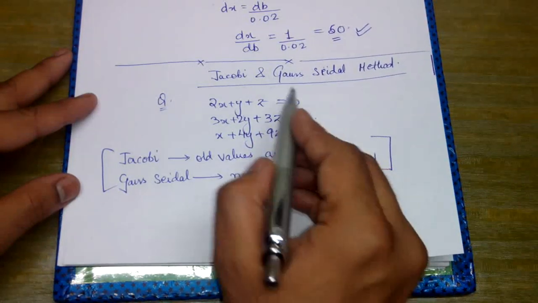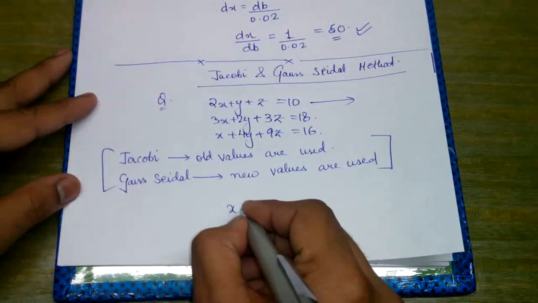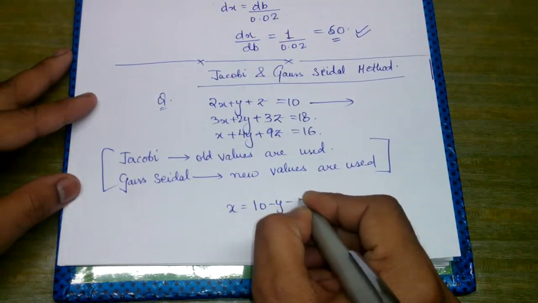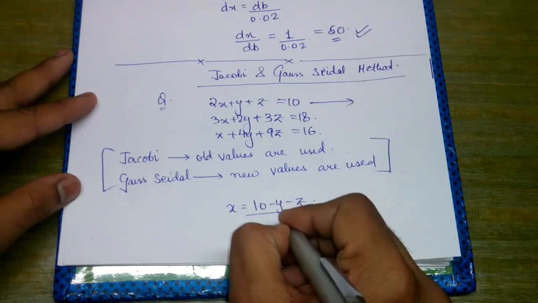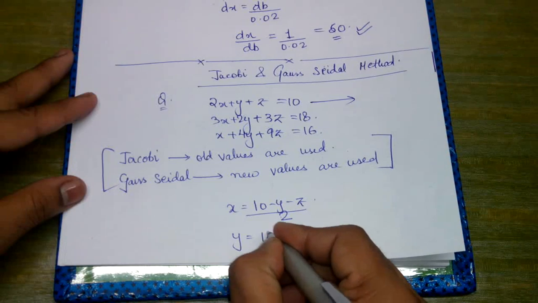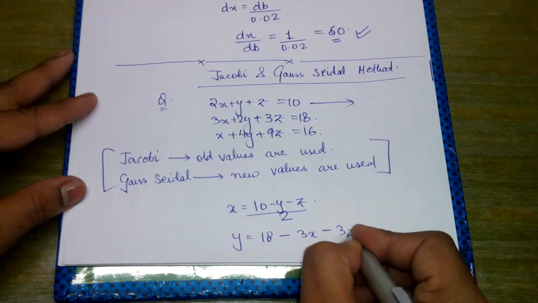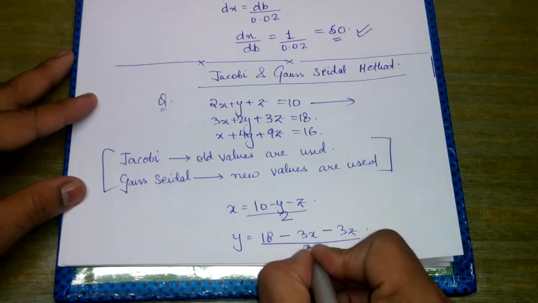Now, in this equation, if we have to find out x, then x would be simply 10 minus y minus z, whole upon 2. And in the second equation, y would be equals to 18 minus 3x minus 3z, whole upon 2.